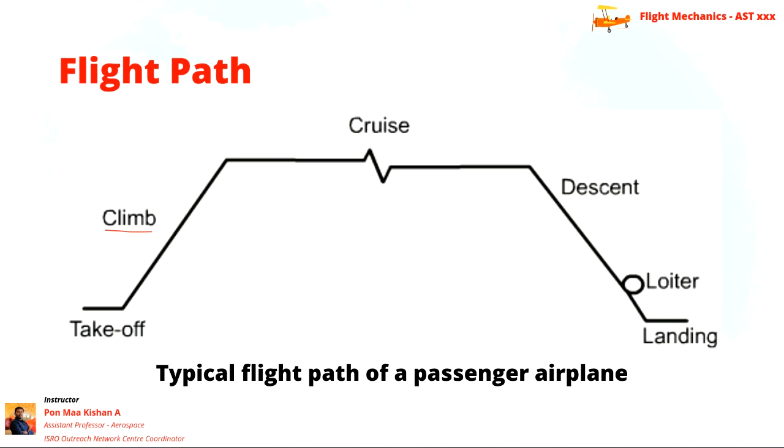Before landing, if the airport has heavy traffic, the ATC will communicate with the pilot and request the pilot to loiter around the city or near the airport. The pilot will revolve around the city or near the airport at an altitude. When the traffic is clear on the ground, the ATC will request the pilot, and until that time the pilot will be loitering, then he will land. So this is the basic flight path.